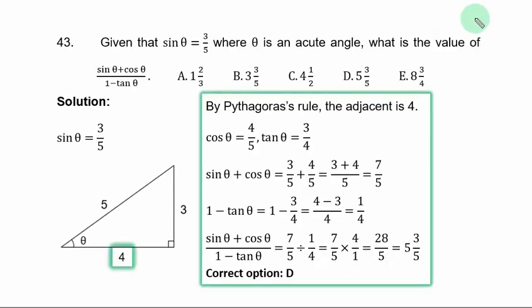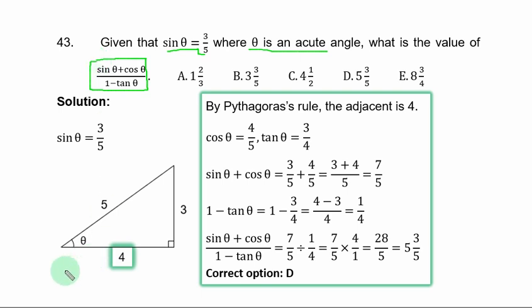Question 43. Given that sin theta is equal to 3/5, where theta is an acute angle, what is the value of sin theta plus cos theta over 1 minus tan theta? Now, the information about sine will help us to get cosine and tangent from a right angled triangle.